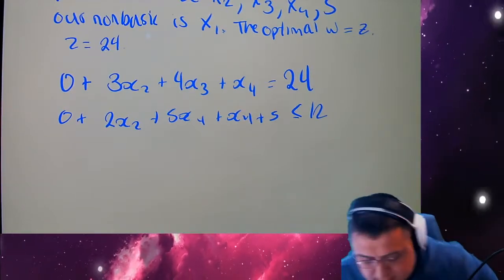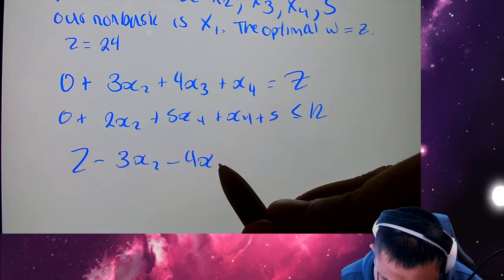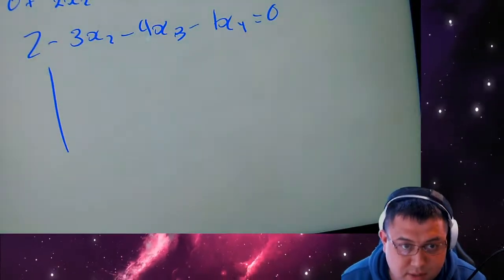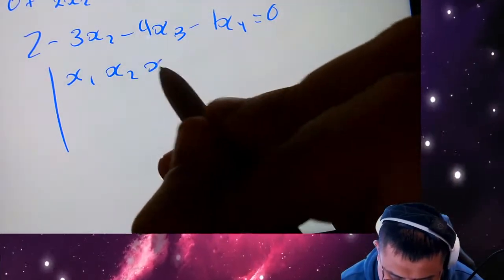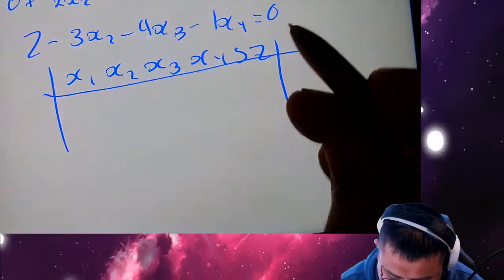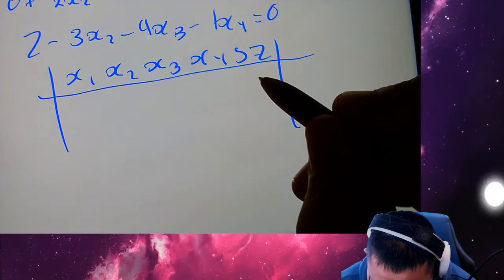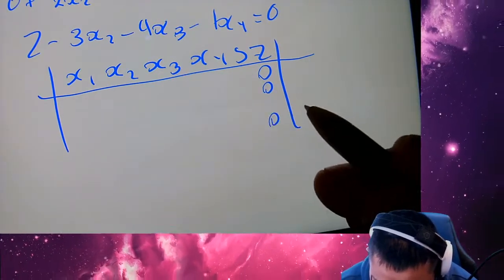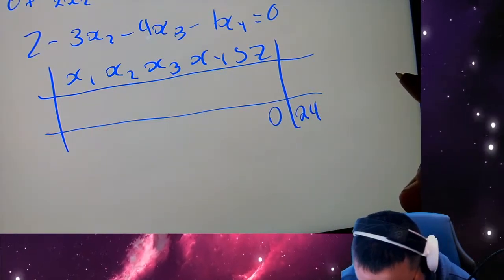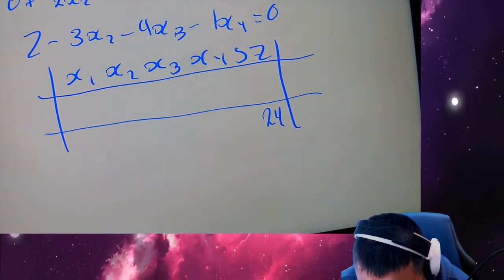Well, it could be. And I guess what does kind of make sense is if we say this is z, and we solve this. So that we have negative 3x2, negative 4x3, negative 9x4 is equal to 0. When we make the simplex table, as we do, x1, x2, x3, x4, s, and z, and we'll go like this. We're going to say that this is 0, right? Because we no longer have a variable. All that equals 24. Z is 24.